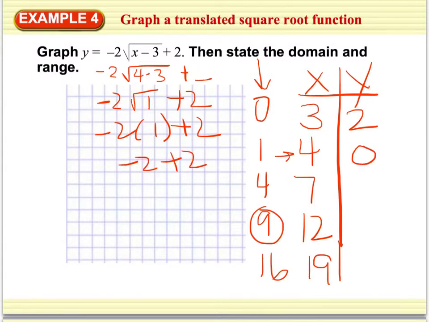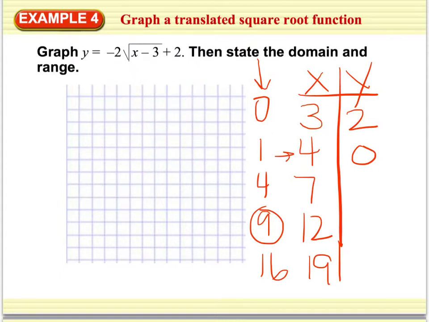Now we do the same thing with the rest of the problems, with the rest of the x's. So 7 minus 3 is 4, and the square root of 4 is 2. Negative 2 times 2 is negative 4. Negative 4 plus 2 is negative 2. 12 minus 3 is 9. The square root of 9 is 3. 3 times negative 2 is negative 6, plus 2 is negative 4. And then we would do the same thing for 19. 19 minus 3 is 16. The square root of 16 is 4. Negative 2 times 4 is negative 8, plus 2 is negative 6.